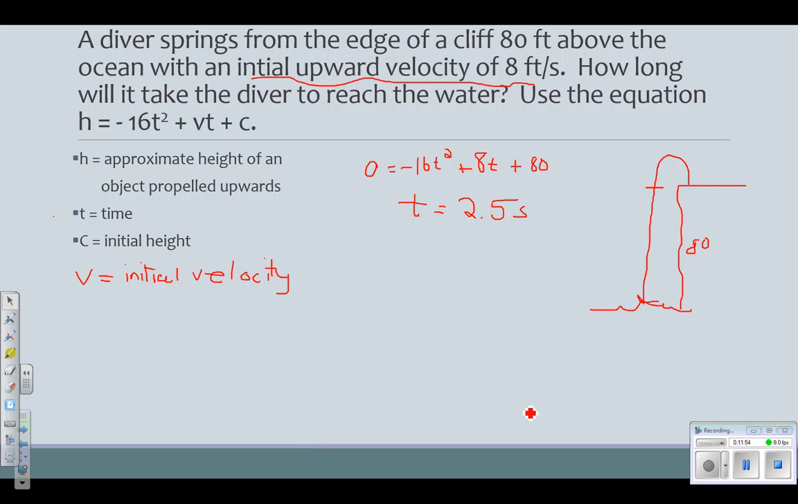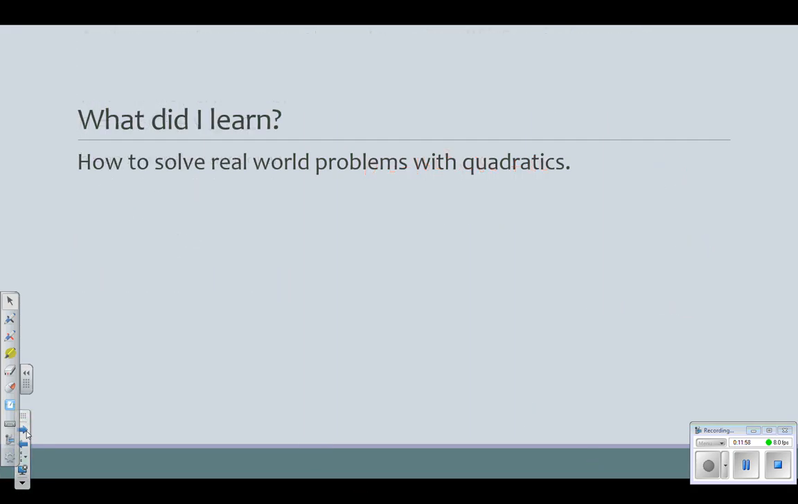So today we just learned how to do some word problems with quadratics. Obviously, I can't come up with every word problem that you're going to have. Some of these are very similar to what's on your worksheet.